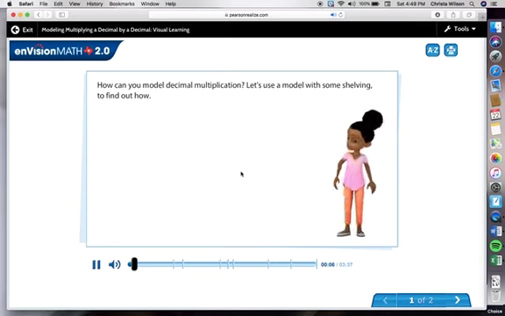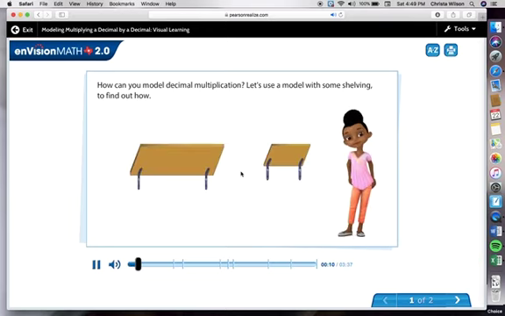Can you model decimal multiplication? Let's use a model with some shelving to find out how. A carpenter cut 2 shelves with the dimensions given below. Show how to use a model to find the area of each shelf. The shelves measure 0.5 meter by 1.5 meters and 0.3 meter by 0.5 meter.